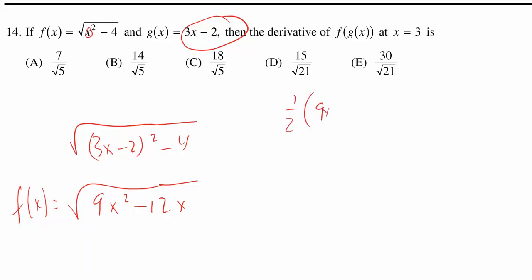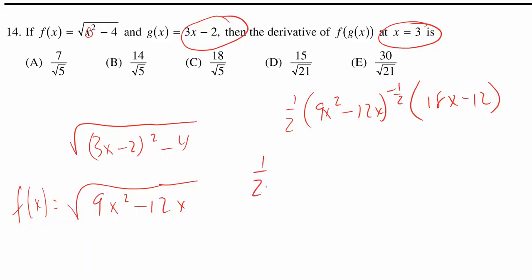1/2 that to the negative 1/2 times the chain rule, 18x minus 12, putting in the value of 3. I don't know, calculator. Nice. 27 minus 36 to the negative 1/2. Not 27, 81. That was confusing me. Times 18 times 3 is 54 minus 12.